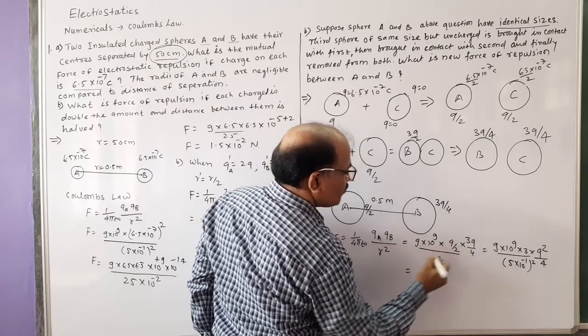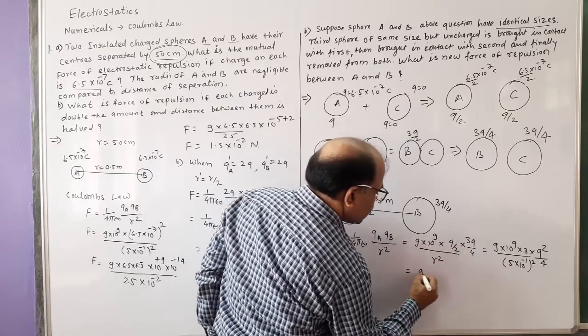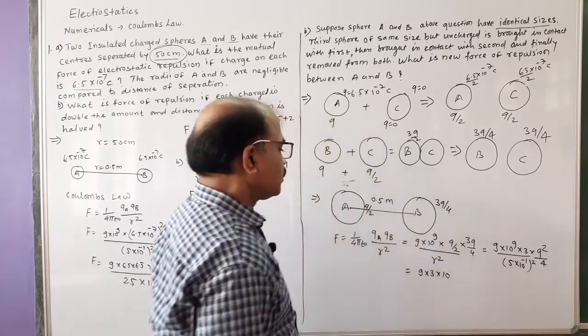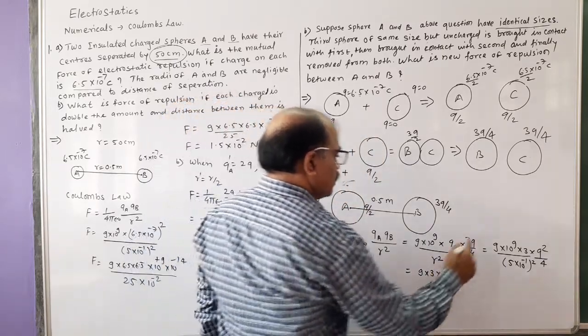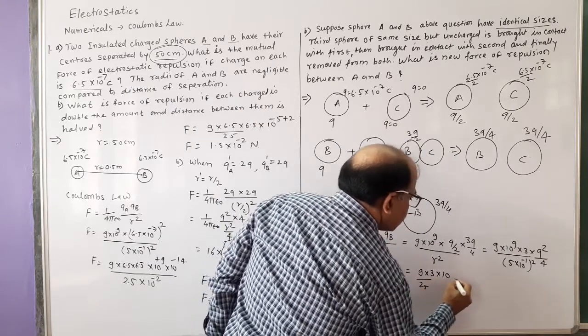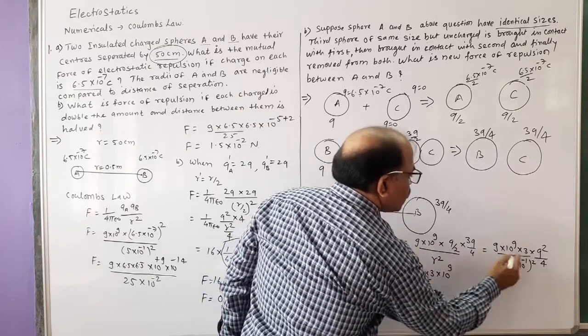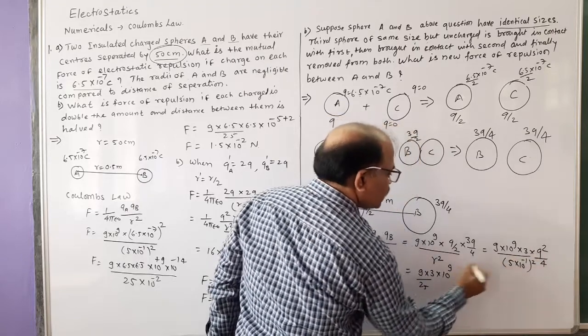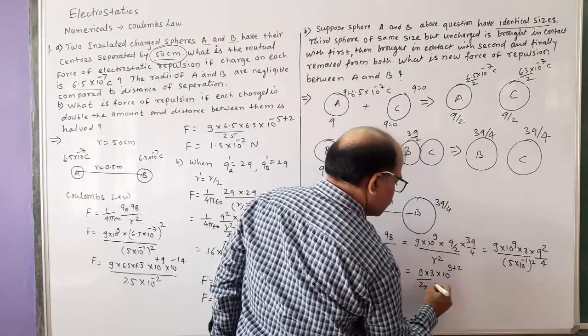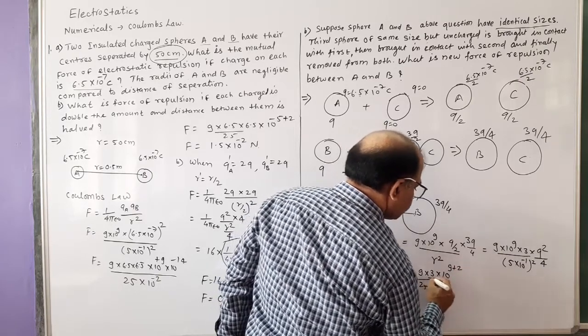After this simplification, 9 into 3 into 10^9, this becomes 25, or the square of 10^-1 is 10^-2, and this becomes plus 2 into 4.